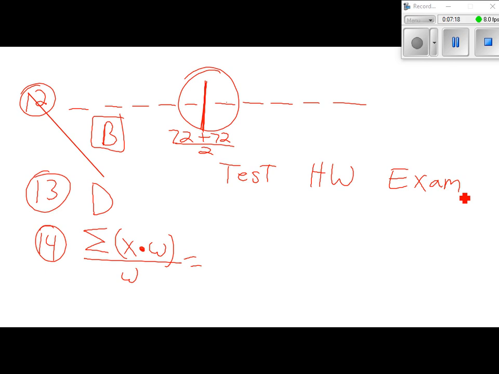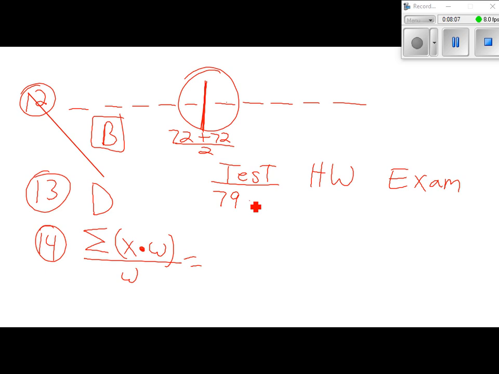Somebody help me out, for your tests. We had 3 tests? What were your total points on your tests? 62, 83, 91. Give me a total. Now, how many tests were there? 3. So divide that by 3. 78.6. So we'll say 79. So that's our test average, 79.